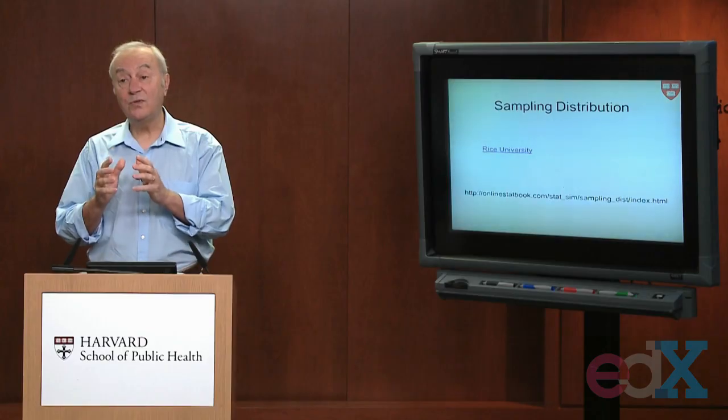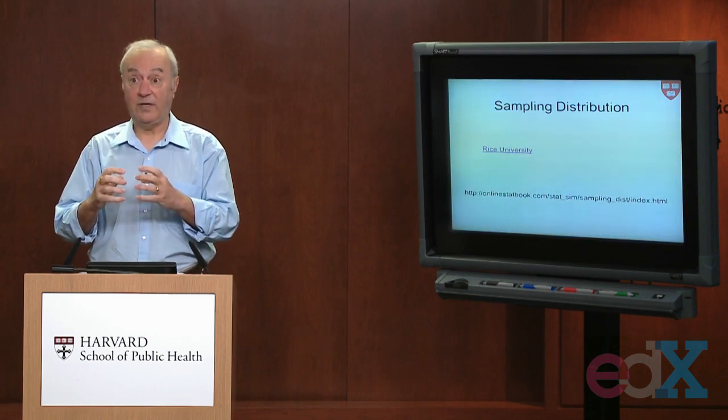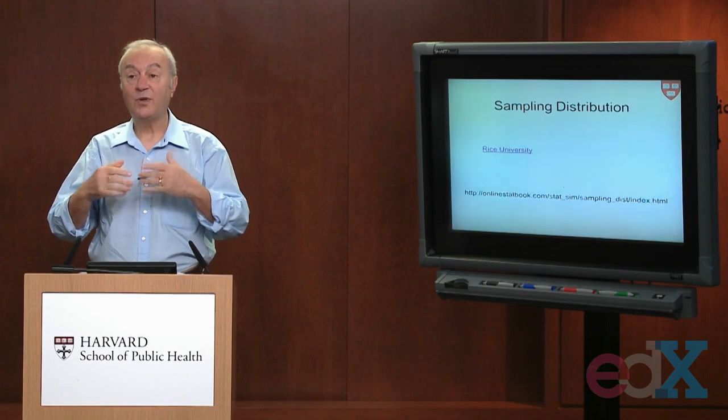Now we're going to introduce this concept of a sampling distribution. And this is how we're going to introduce probability to measure the uncertainty that we're going to have in our inference by just looking at the information in the sample, and on the basis of that, talk about what's happening for the population.